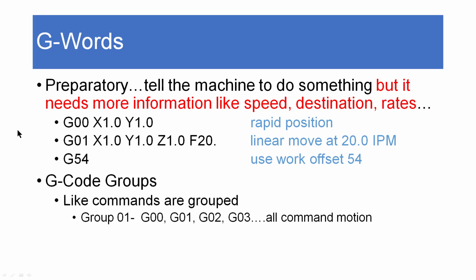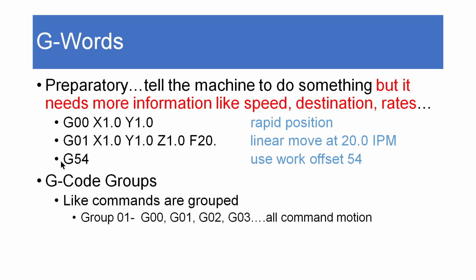As an example here, in this first line, where my cursor's flashing, G00 is a rapid move. I need to tell it where to go. It's going from its present position to the coordinates X1, Y1, to whatever work offset is set. The next one is a linear movement, G01. It's going to that X1, Y1, Z1 at a feed rate of 20 inches per minute. And the third one down here is G54. This just says, hey, use this offset that's in the memory location for G54.